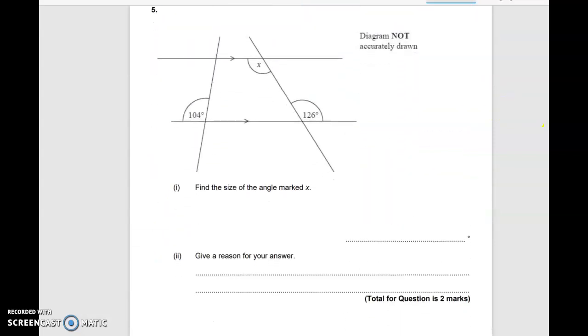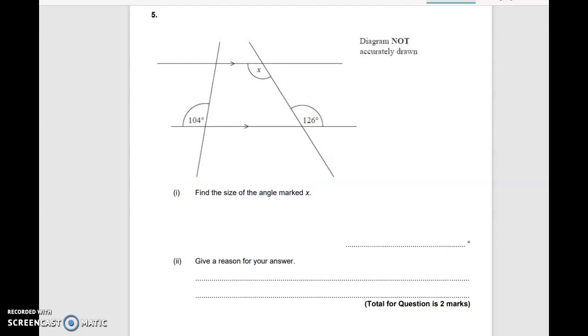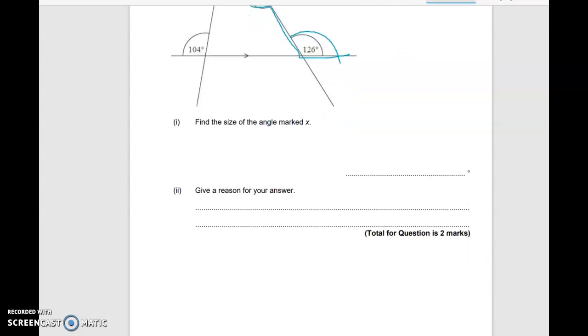And then finally, question 5. I've got my parallel lines here, yeah? Now, can you see the alternate with X? Yeah? Can you see it? So here, I'm going to draw it in here. Yes? So this is alternate with this. Okay? And that will help you to answer question 5. So have a go at those.